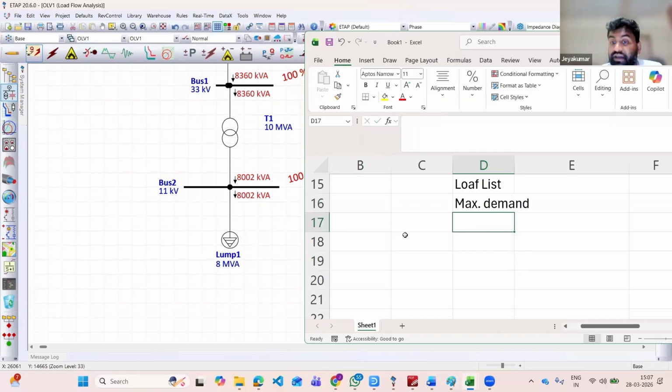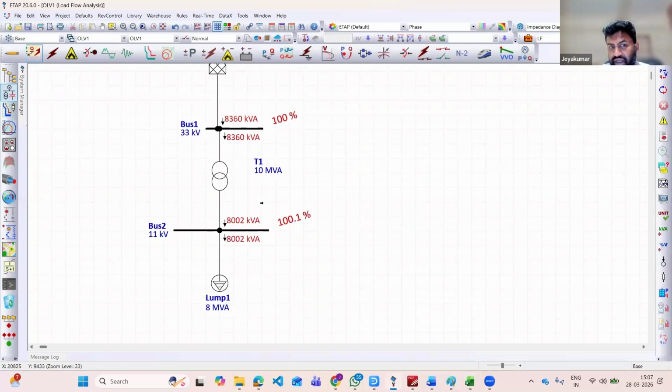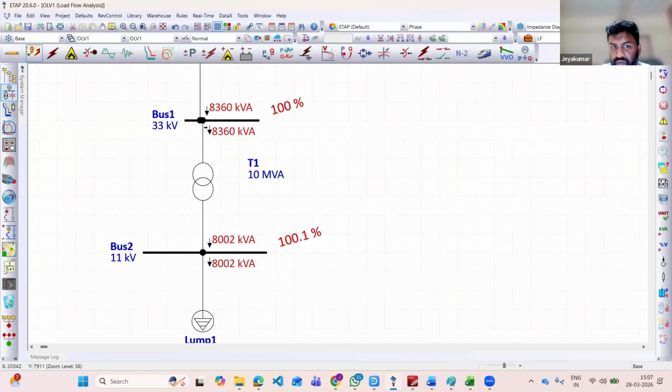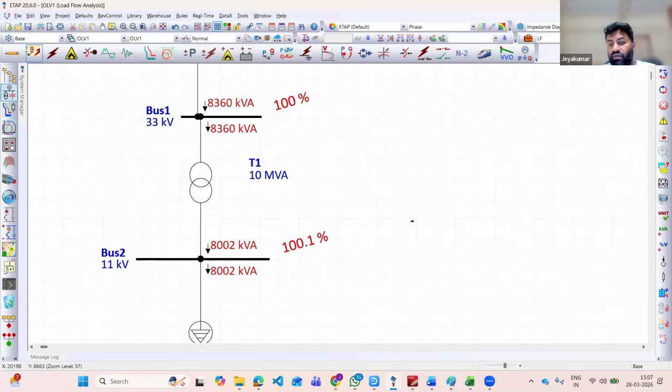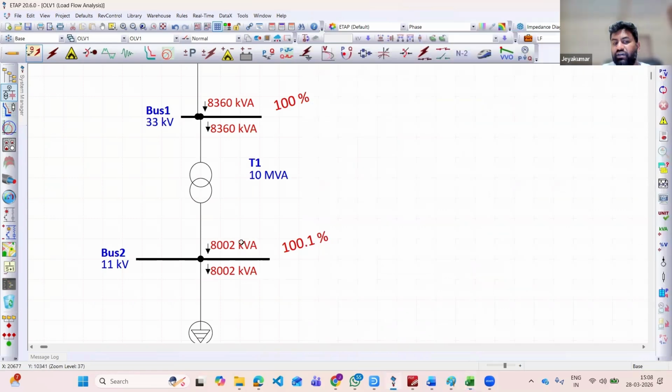On the maximum demand, this is your maximum demand, 8 MVA or whatever it is. Again, you need to look at one more factor, and that is losses. What do you mean by losses? Losses in the transformer, and losses within the transformer plus losses in the entire equipment, maybe cable. You need to include both actually.